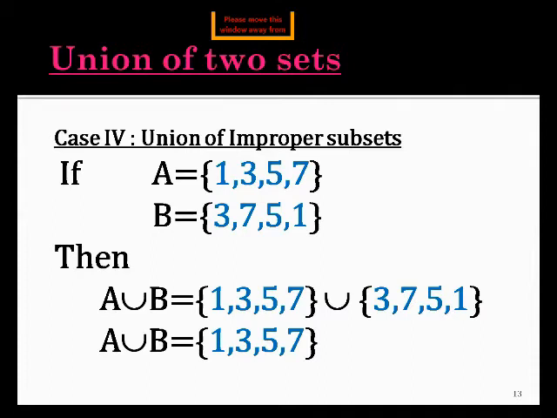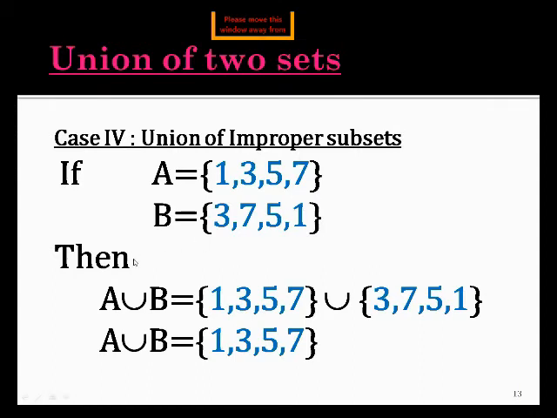Here we have two improper subsets. From the definition of improper subsets, all the elements are common in both sets, but the sequence is different, as you see. If we have a set A equal to 1, 3, 5 and 7, and a set B equal to 3, 7, 5 and 1, both sets have the common elements but the sequence is different from each other, so such a set is called an improper subset.